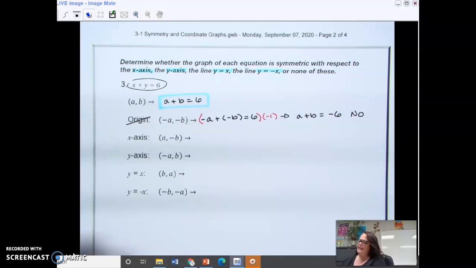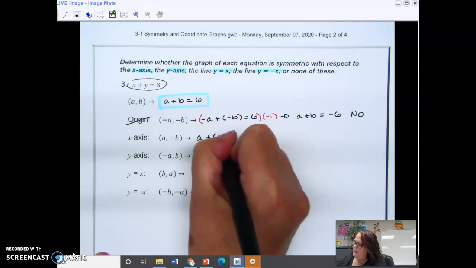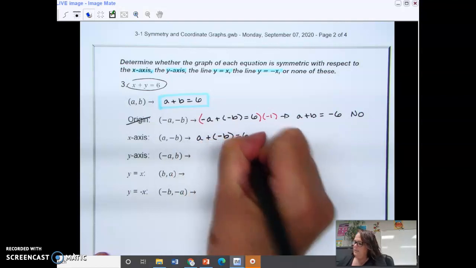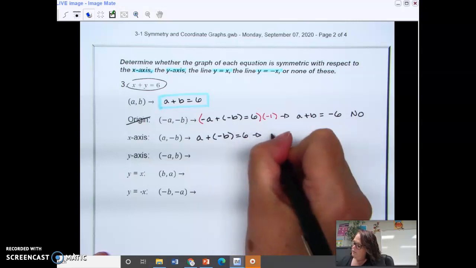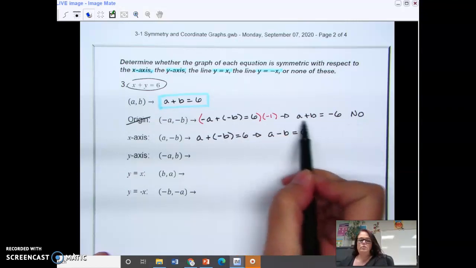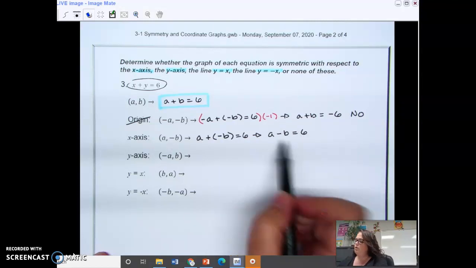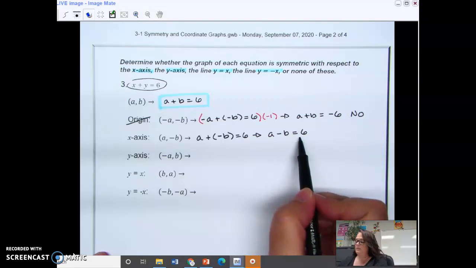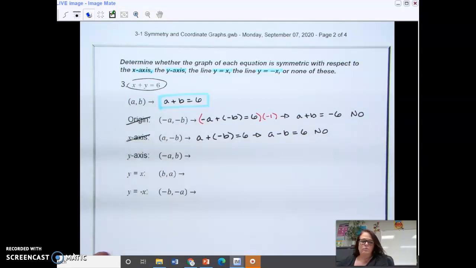So then looking at the x-axis, I'm going to let x be a, I'm going to let y be negative b, and it's equal to 6, again substituting back into the original. And so simplifying, that's a minus b is equal to 6. Now, if I tried to multiply through by a negative, then the a and the 6 would be negative. So there's no way to get all three of them to be positive at the same time. So this is another no. It's not going to be symmetric with respect to the x-axis.